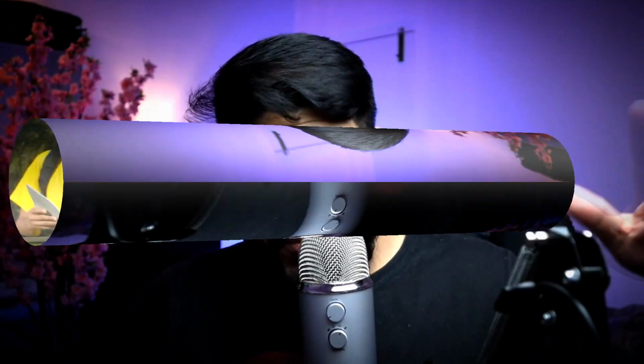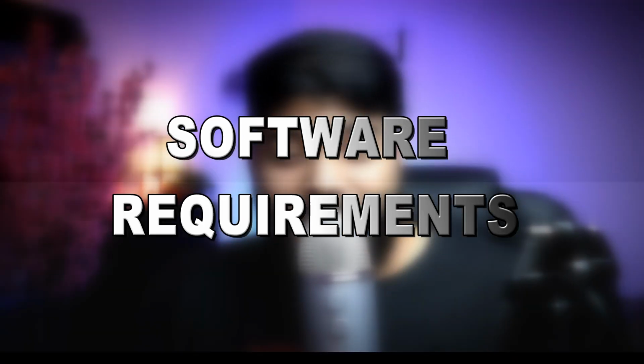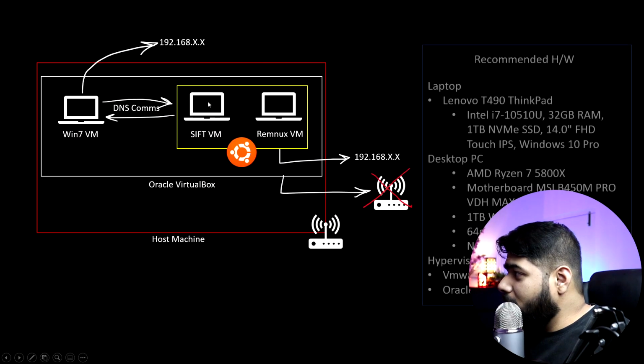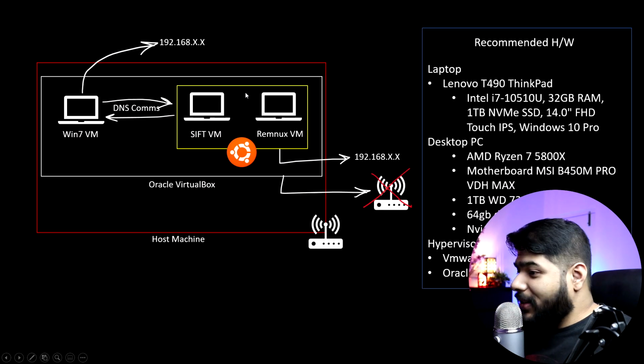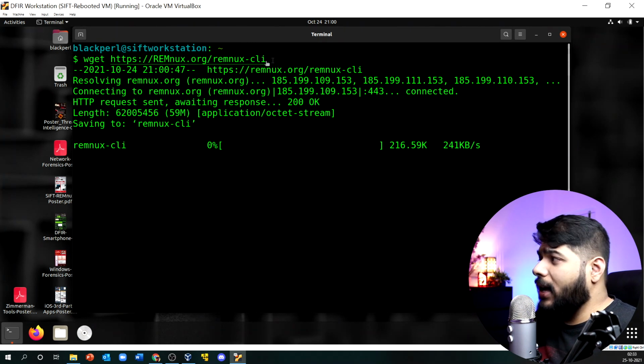So in today's episode we are going back to school, and this is a 101 episode where I want to show you the hardware requirements, the software requirements, what hardware and software I am using, and how I am building my lab, so that you can follow along with my steps and use the SIFT workstation, REMnux, Windows 7, 10, and all those sandbox environments, the tools, applications, and all of that.